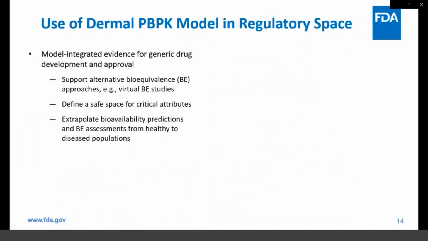Now let's talk about the use of dermal PBPK model in regulatory space. The generic drug developers are now utilizing this in silico methodology to conduct virtual bioequivalence, to define safe space for critical formulation attributes, and to extrapolate bioavailability and bioequivalence assessment from healthy to disease populations.